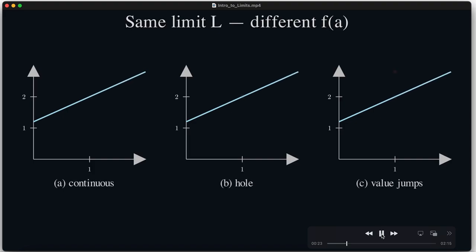I want to show you three cases here that come up. The first case is where the function is continuous. You may remember from pre-calculus, a function is continuous if you can draw it without lifting your pen or pencil. Let's look at the one on the left. We approach from both sides here, and the limit here is going to be 2.